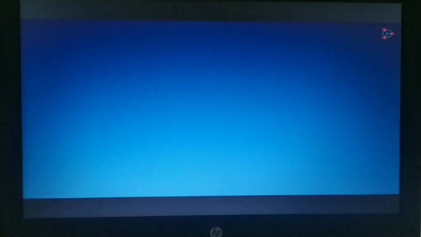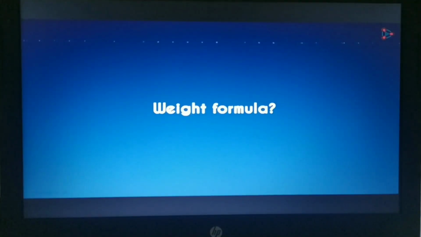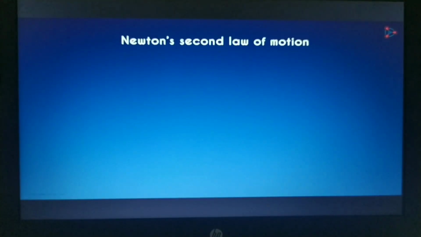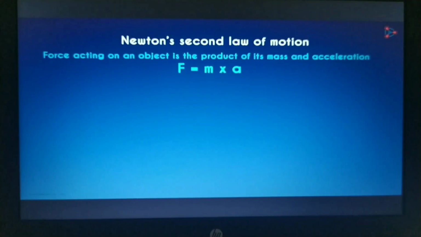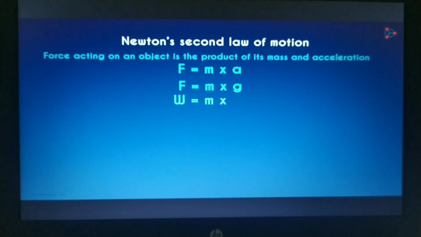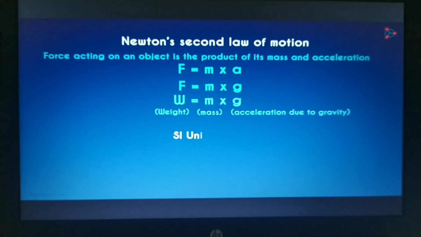How can we understand weight using a formula? We know Newton's second law of motion, which says that the force acting on an object is the product of its mass and acceleration. When it's acceleration due to gravity, we can replace a with a lowercase g. This force due to gravity is nothing but the weight of the object. So if we consider the weight of an object to be uppercase W, we can rewrite this equation as W equals m times g. So the weight of an object is the product of its mass and acceleration due to gravity. What will be the SI unit of weight?